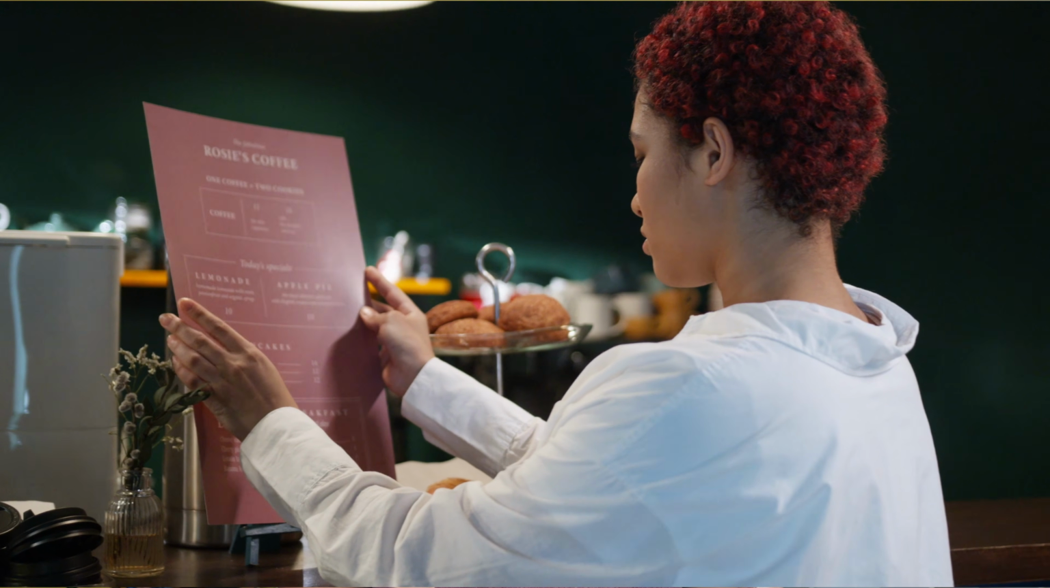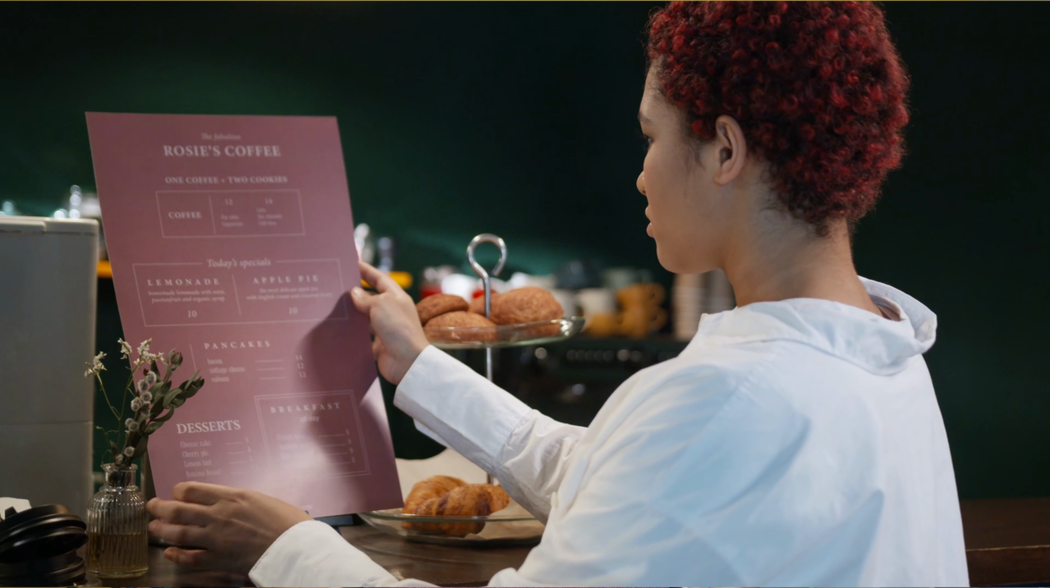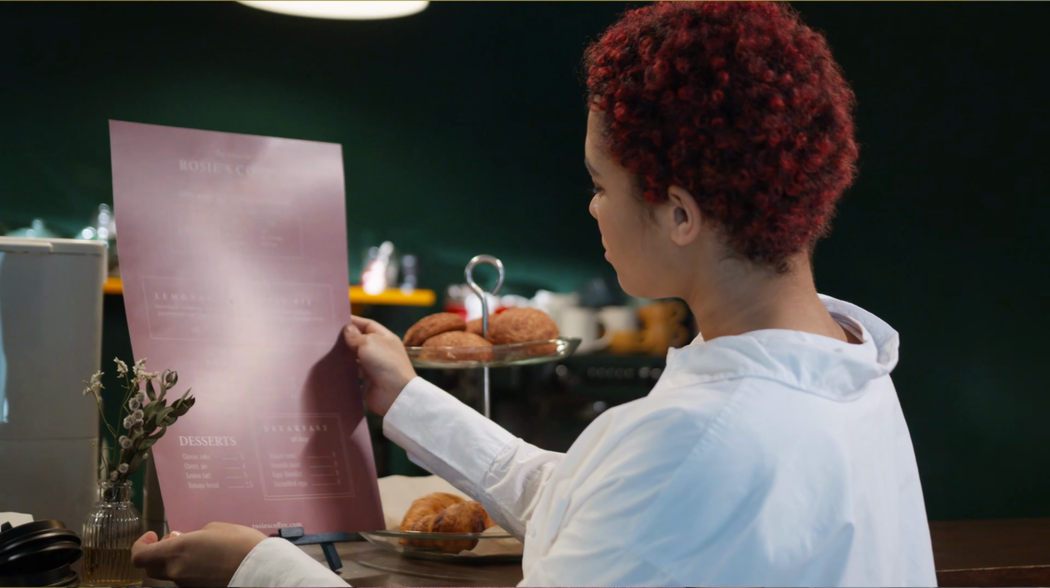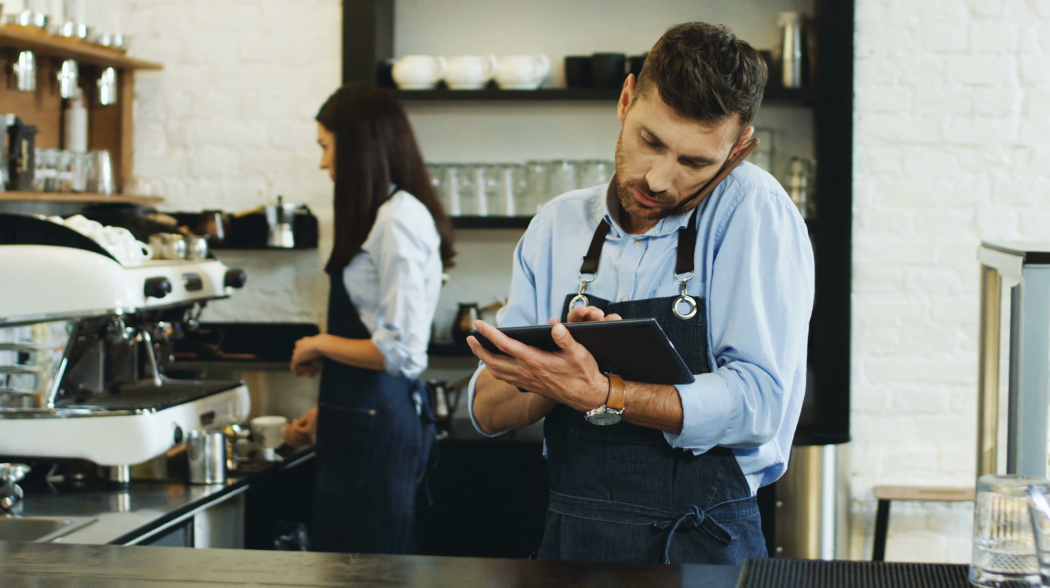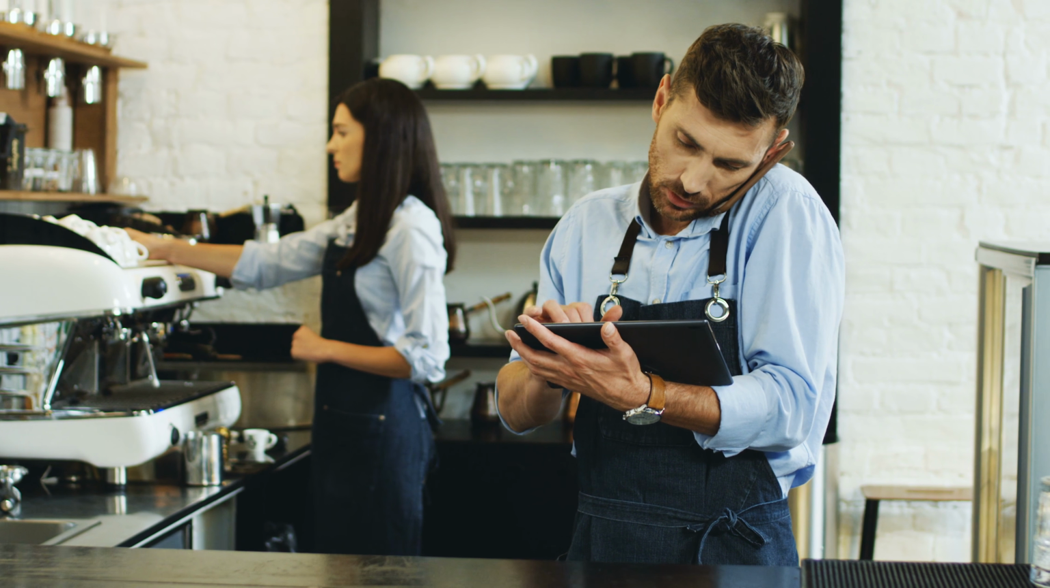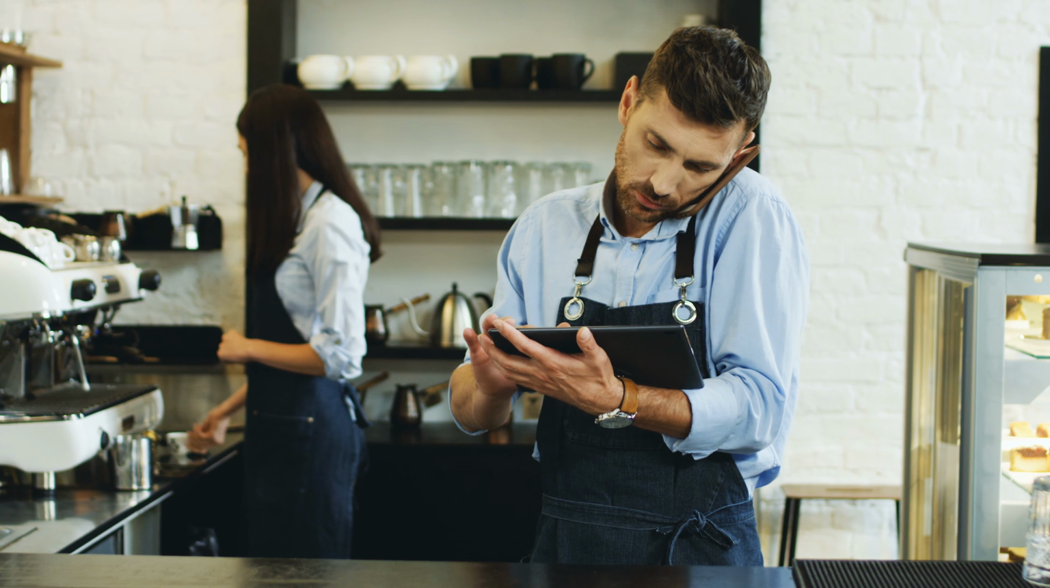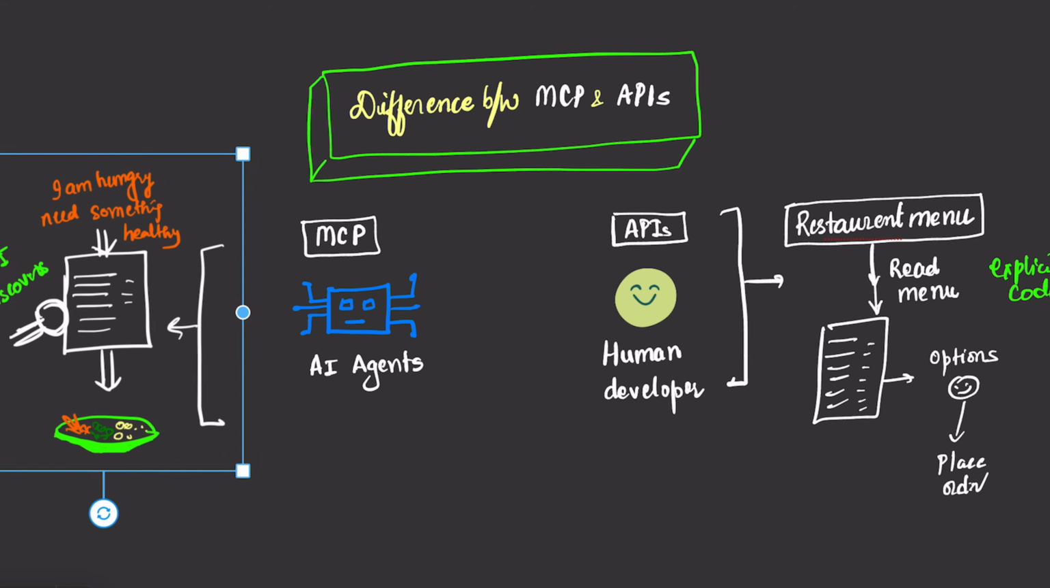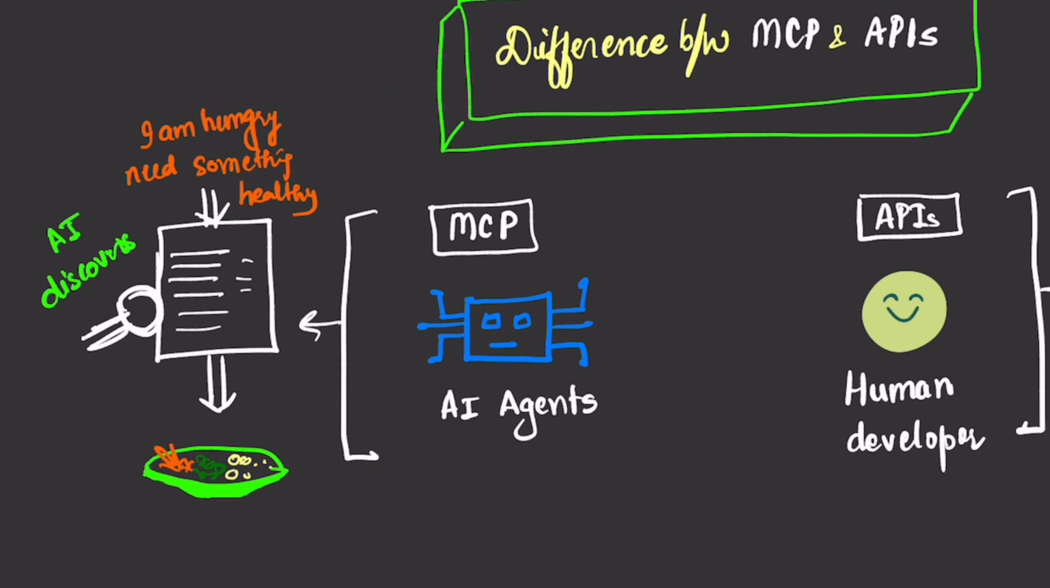Now think of it this way. APIs are like a restaurant menu. You, the human developer, read the menu, understand the options, and place a specific order. You get exactly what you asked for. Now MCP is like having a smart assistant at that same restaurant. Instead of telling the assistant exactly which dish to order, you just say, "I'm hungry and I need something healthy." The assistant can look at the menu itself, understand what's available, and make intelligent decisions about what to order for you. That's the fundamental shift.